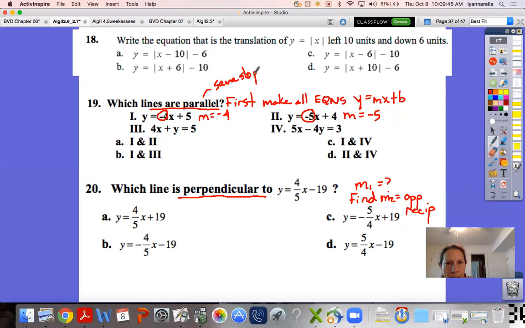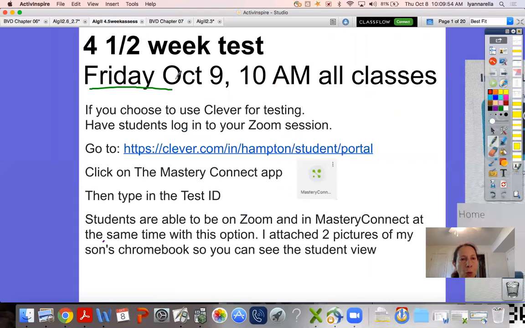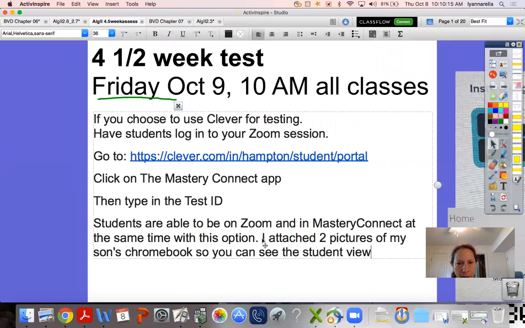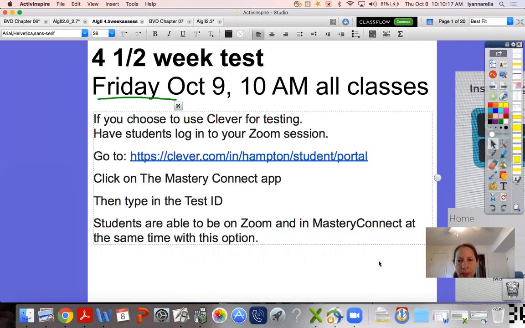Okay, so that is your test review for Chapter 2. Please do not attempt that test. It's already open in Mastery Connect until you've done this homework and this homework. Okay, remember, I'm seeing you at 10 a.m. tomorrow on the 9th for your 4.5-week test. You can log in with Clever, and then you're going to choose the Mastery Connect app. I'll provide your test ID while you're in Zoom, so do not shut out of Zoom. You will have Zoom and Mastery Connect open at the same time.